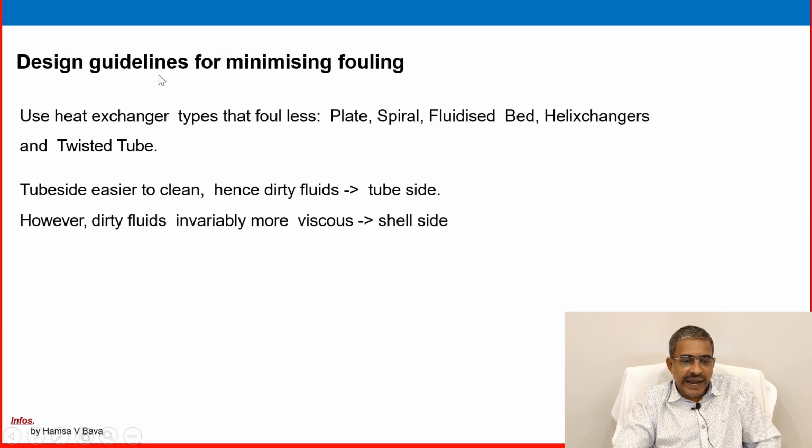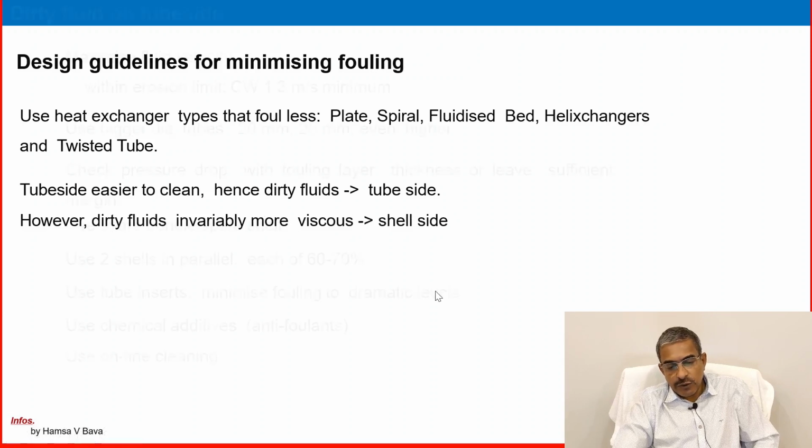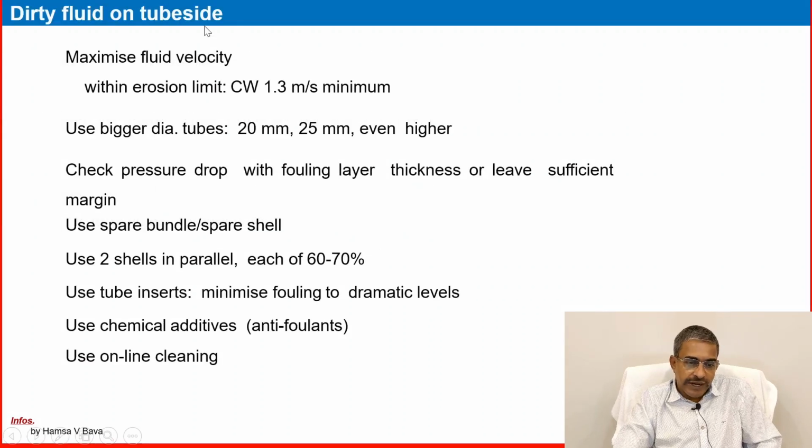So design guidelines for minimizing fouling. Use heat exchanger types that foul less: plate, spiral, fluidized bed, helix edges and twisted tube. Tube side is easier to clean, hence dirty fluid is always preferred on the tube side. However, if the dirty fluid is invariably more viscous, then it will be put on the shell side. So dirty fluid on tube side, maximum fluid velocity within erosion limit, cooling water 1.3 meter per second minimum.